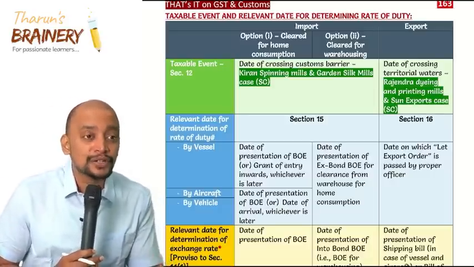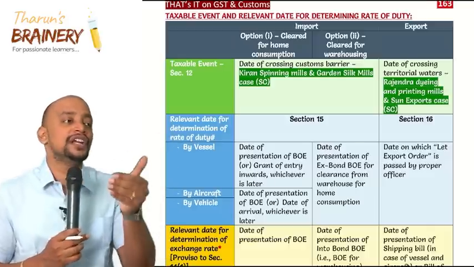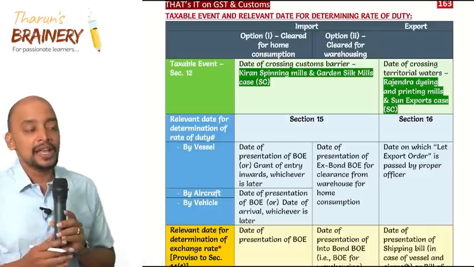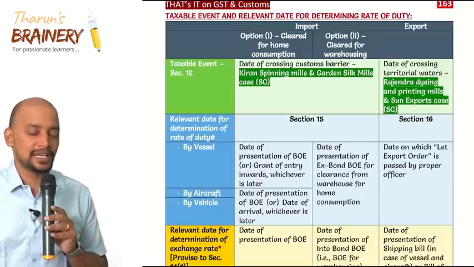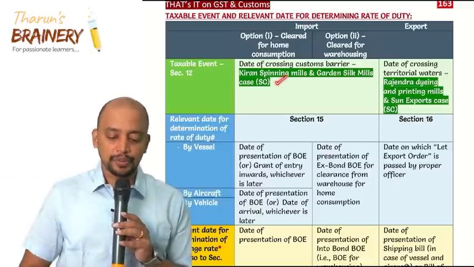When you will be taking the goods out of customs control, whenever you want to clear it for your place, that is home consumption. This is held by the Supreme Court in Kiran Spinning Mills case and Garden Silk Mills case. You need to remember this Supreme Court judgment.